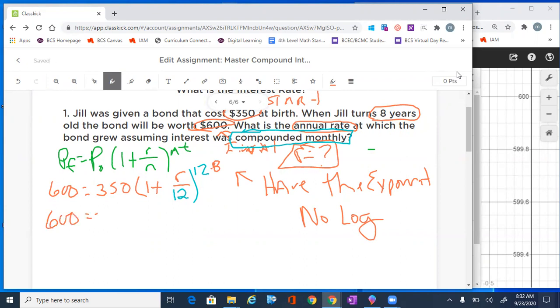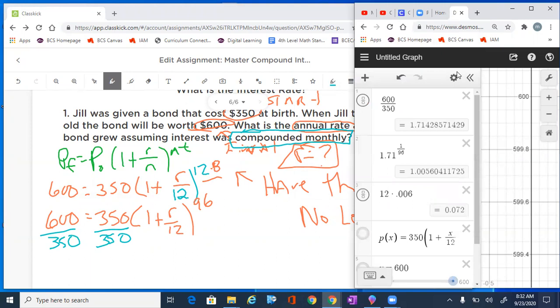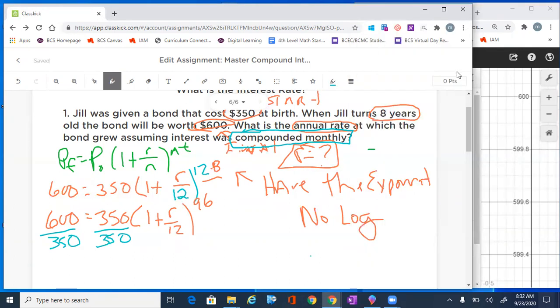So 600 equals 350 times 1 plus R over 12. And notice this 12 times 8. We know that 12 times 8 is 96. I'm going to get rid of that piece. After we finish that, in order to get to that exponent of 96, I've got to get rid of that 350. So I'm going to divide by 350. It is 1.714, and I'm going to write all three of those out. We'll get a more precise answer. 1.714 equals 1 plus R over 12 to the 96th power.